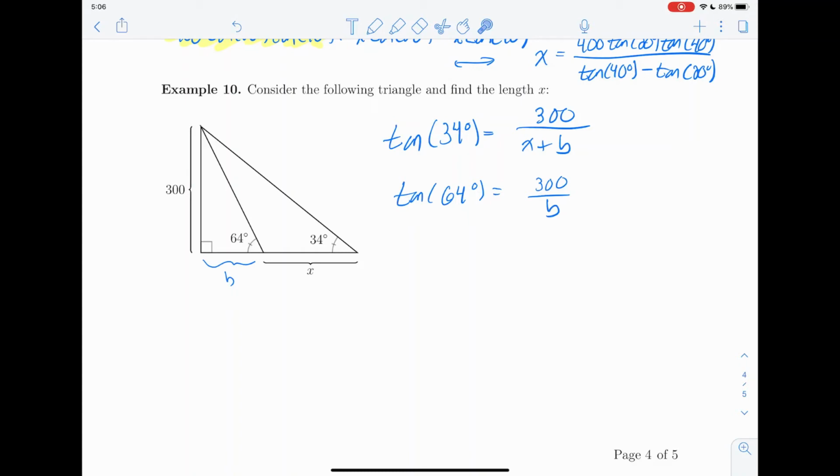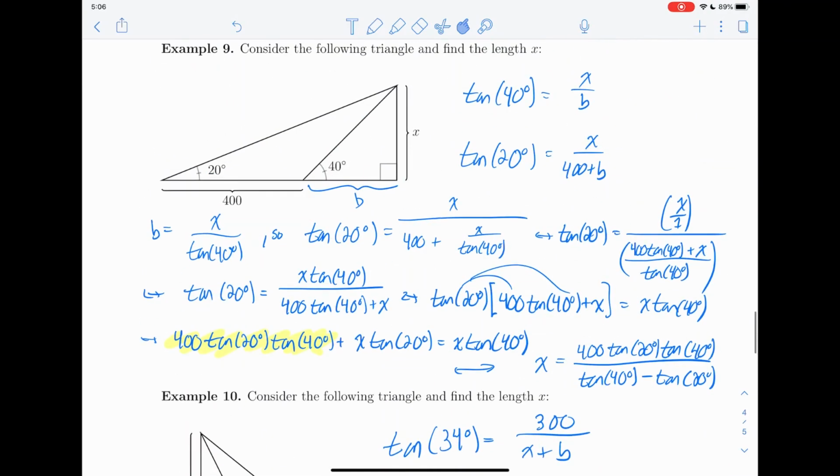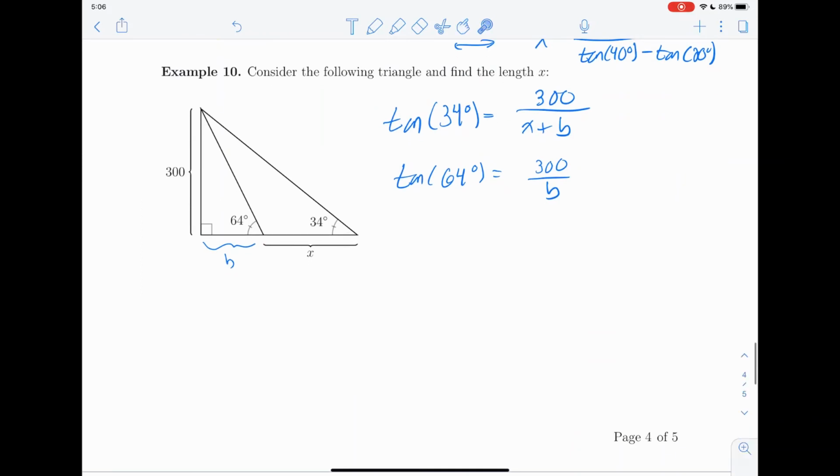Now again, we have two equations, two unknowns. Our goal is to solve for x. Here what we'll notice is that the second equation actually doesn't have any x's in it, whereas in the previous problem both equations had both unknowns. So this question here is going to be a lot simpler to solve. We're going to take the second equation and solve for b. b is apparently equal to 300 over the tangent of 64 degrees.